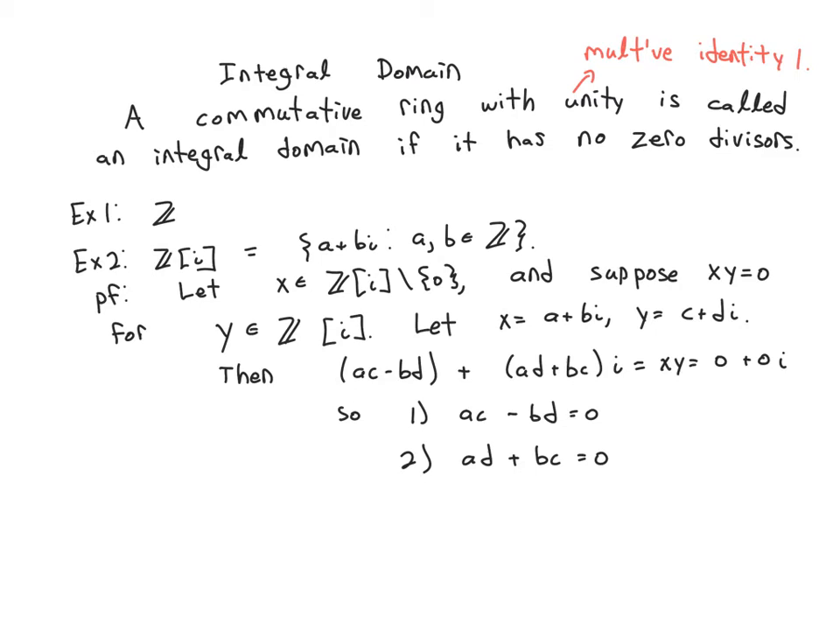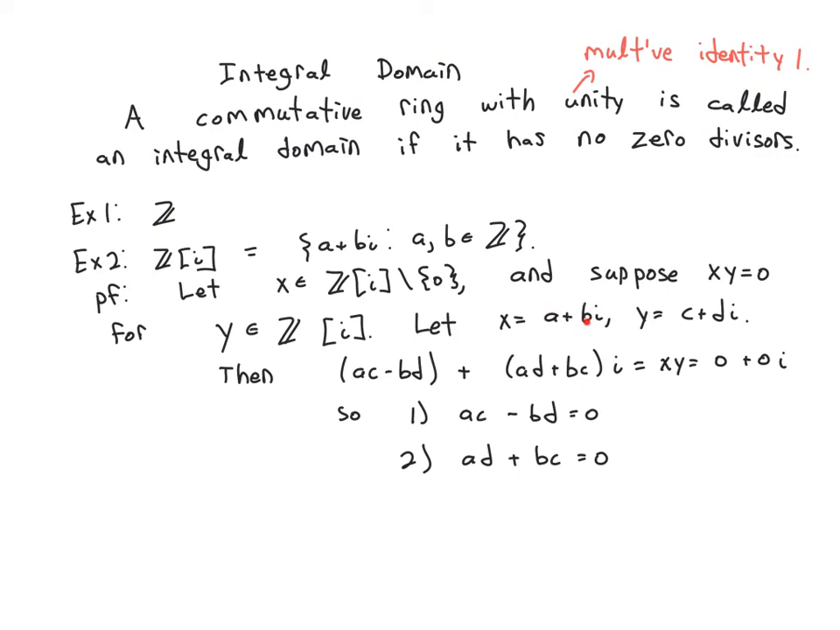Well, let's prove it has no zero divisors. That's actually going to take some work. So take a non-zero Gaussian integer x, and suppose x times y equals 0 for some other Gaussian integer y. What do I need to prove? I need to prove that y is actually 0. That would allow me to conclude that x is not a zero divisor, and since x was an arbitrary non-zero element, that there are no zero divisors.